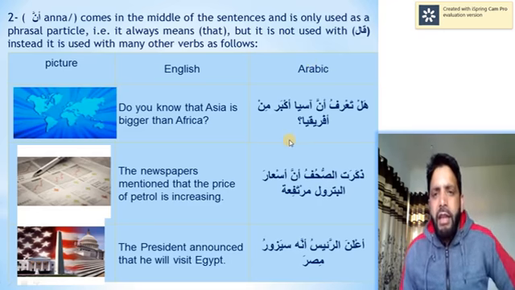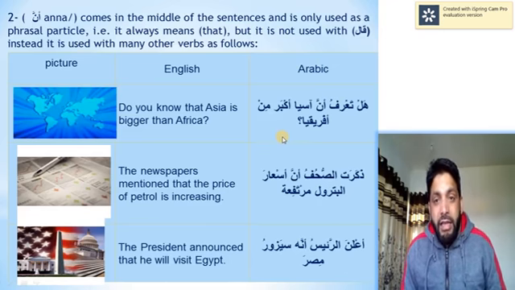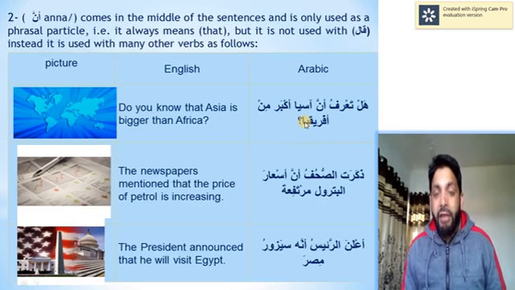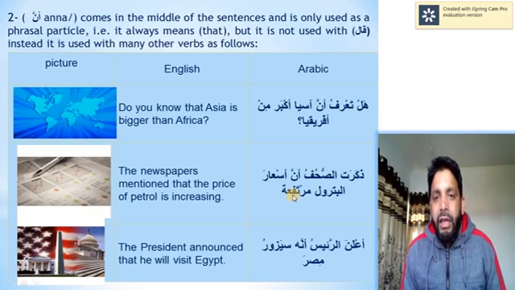Now see examples. هل تعرف أن آسيا أكبر من أفريقيا؟ هل تعرف, do you know أن آسيا, that Asia أكبر من أفريقيا, is bigger than Africa. هل تعرف أن آسيا أكبر من أفريقيا? Do you know that Asia is bigger than Africa? Now here you see أن is used in the middle of the sentence. Similarly, ذكرت الصحف أن أسعار البترول مرتفعة. The newspapers mentioned that the price of petrol is increasing. ذكرت الصحف أن. So this أن we use in the middle of the sentence.